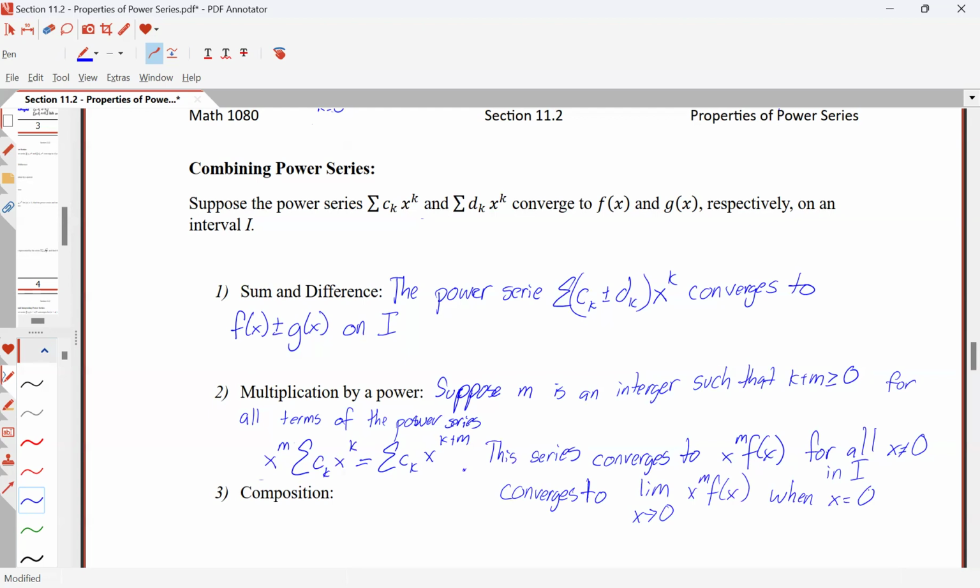What it converges to, we just have to check that point of x equals 0. Because yes, we did just multiply by some zeros, but that doesn't mean we didn't have a hole that ended up getting canceled out. So there might be something with that limit to worry about, but in general, the interval is what we really care about, and the interval stays the same.